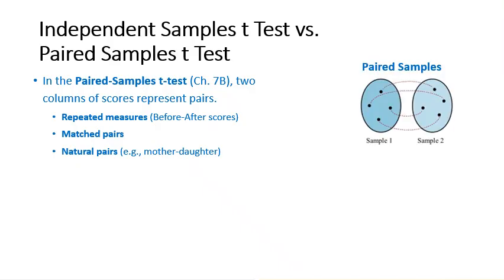You can see that in the Paired Samples T-Test, each person in sample 1 had a connected person in sample 2. And so this one could be a before data point and this an after data point. Or it could be that this is a mother and this is a daughter. But either way, each one had a connection with someone, or each individual had two data points within themselves.